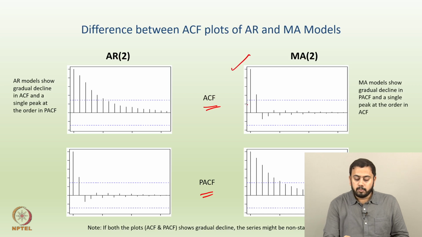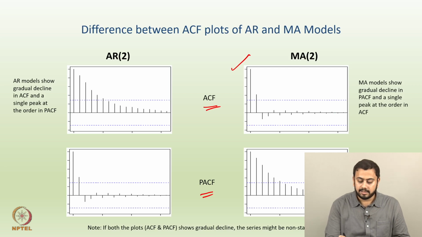By the way, in each plot you have horizontal blue lines. These horizontal blue lines represent hypothetical confidence bands, right. If any spike is outside these lines, we will say that that particular correlation, either ACF or PACF, is significant, okay. So possibly in this plot, the first correlation is significant, then the next one is significant, but after that all the correlations are not significant because all the spikes are in between the blue lines.